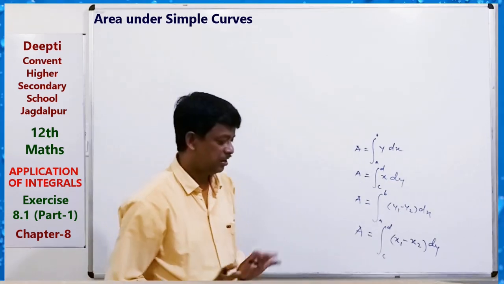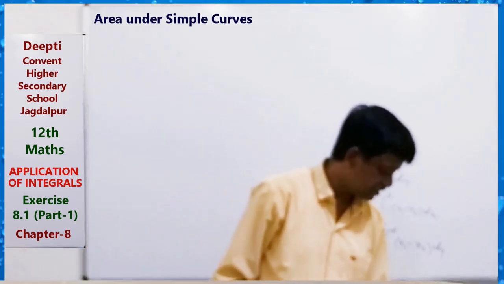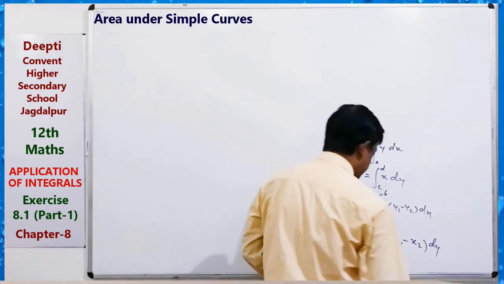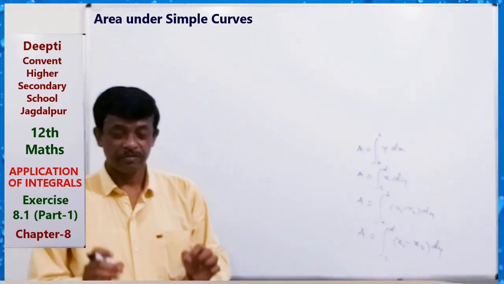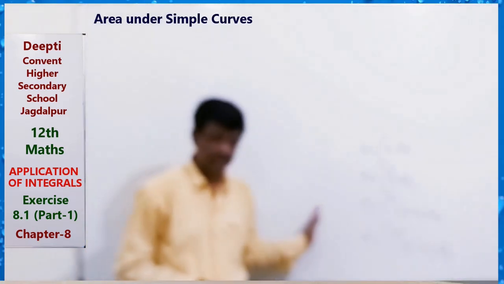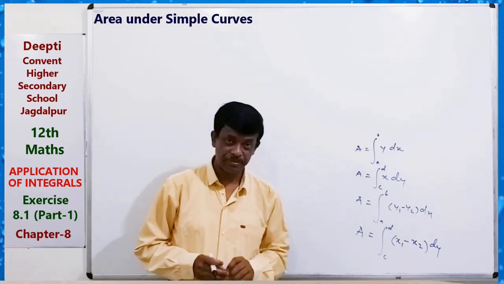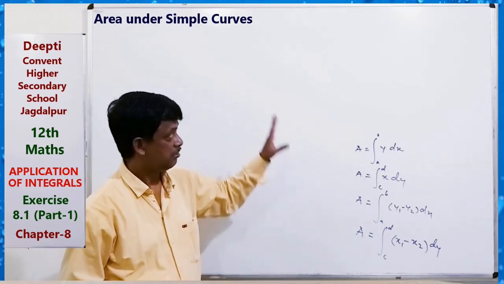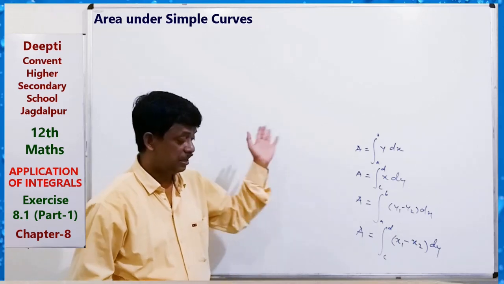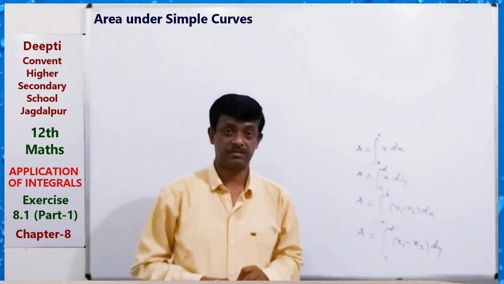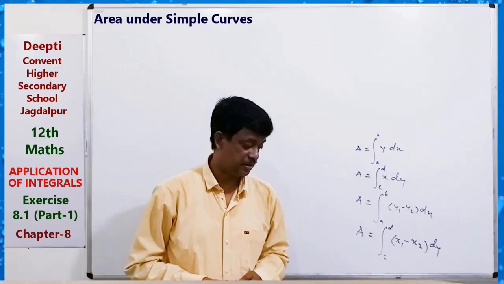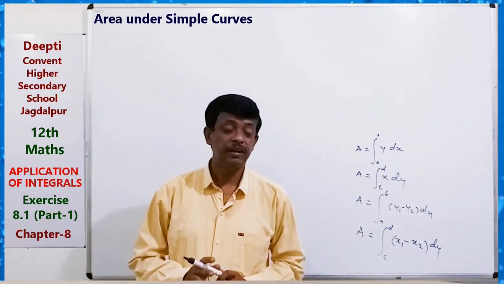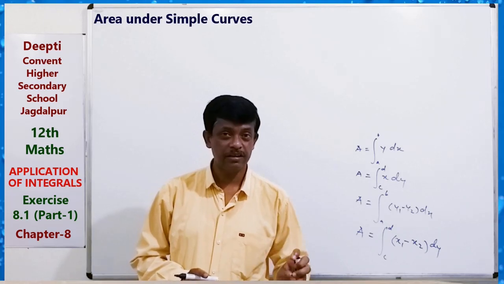These are the formulas. Now we will solve questions from Exercise 8.1. For solving questions related to area, we must know how to draw the diagram of a straight line, ellipse, parabola, circle. So revise this portion from your 11th class. It is very urgent for finding this area, because sometimes long questions are asked in the exam from this chapter. So just revise how to draw diagrams for a parabola, ellipse, circle and line.